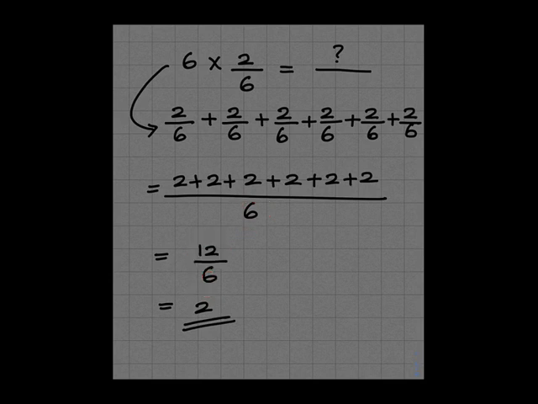When we simplify 12 by 6, how many 6s go in 12? 1 times 6 is 6. 2 times 6 is 12. So 2 sixes are in 12. So that is how we got the answer 2.